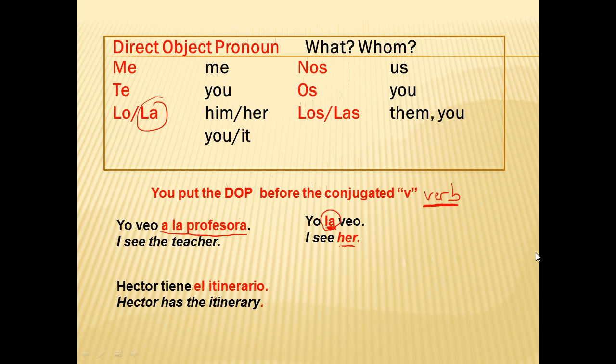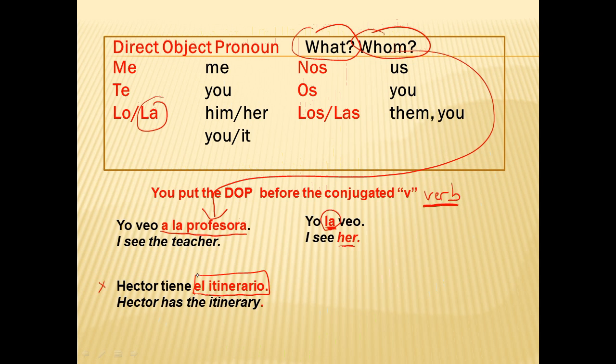Here's another one. Héctor tiene el itinerario. So you read the sentence. Hector has, what does he have? If you take a look up here, you're asking yourself the question, what or whom? Okay, the whom was for the last one, and now we're talking about the what for Héctor. Hector has what? He has el itinerario, so that's the direct object. Typically, like I said, the direct object is directly after the verb. So you want to say he has it.